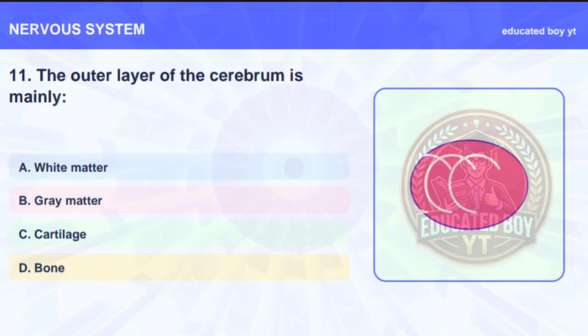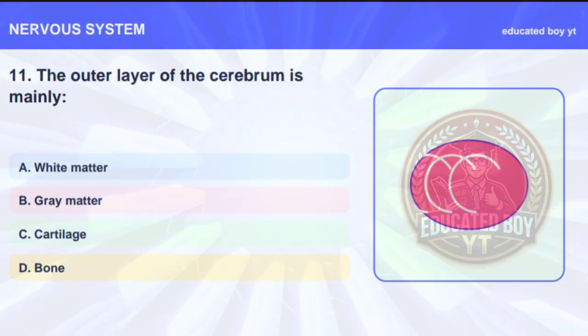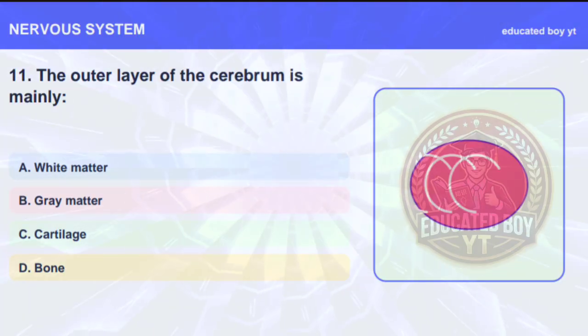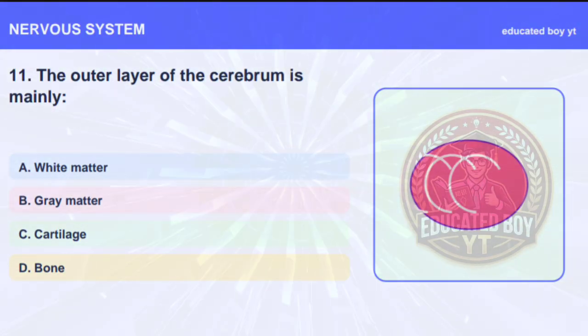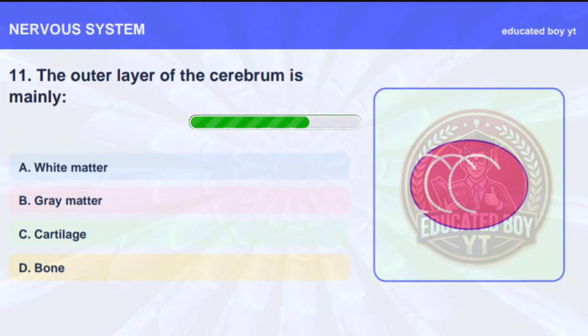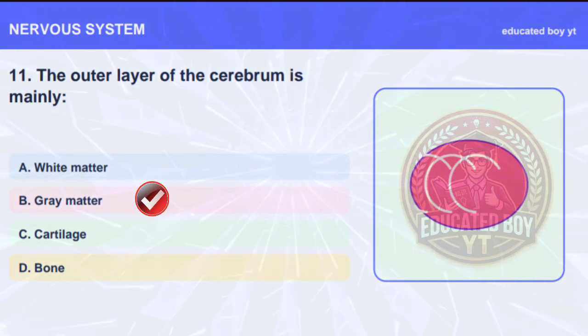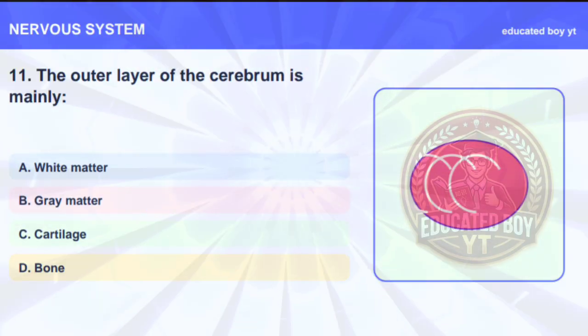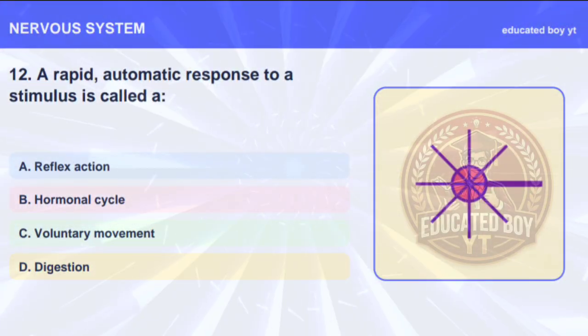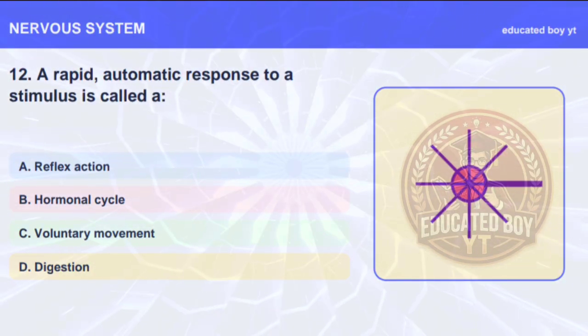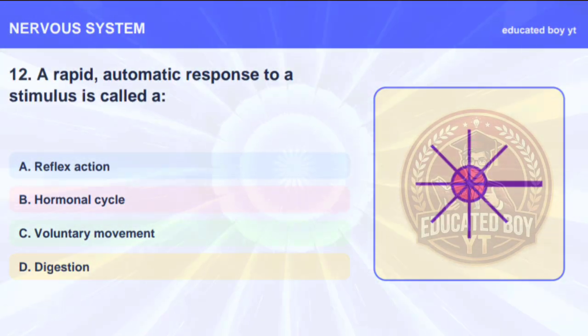Question number 11. The outer layer of the cerebrum is mainly: option A, white matter; option B, gray matter; option C, cartilage; option D, bone. Question number 12. A rapid automatic response to a stimulus is called a: option A, reflex action; option B, hormonal cycle; option C, voluntary movement; option D, digestion.